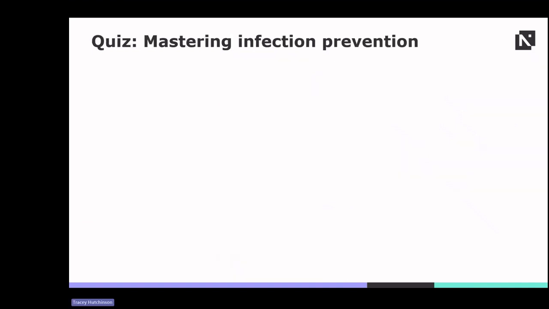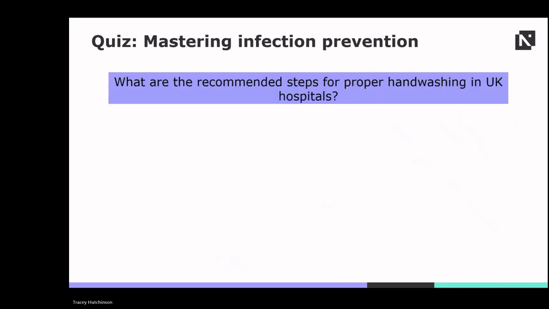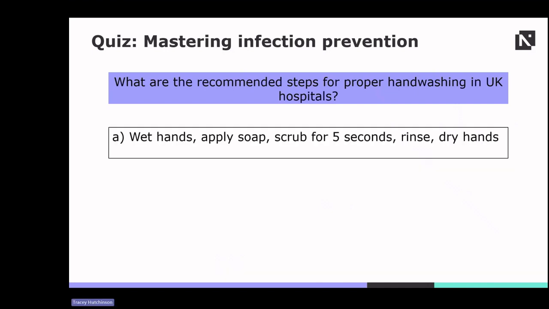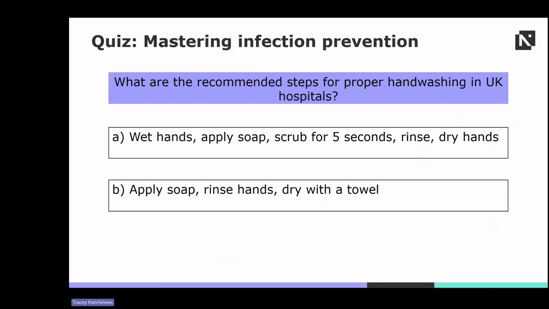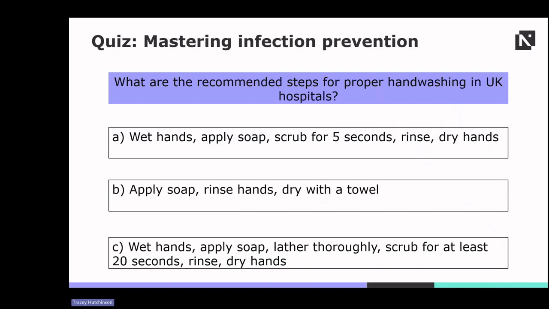Time for a quiz. What are the recommended steps for proper hand washing in UK hospitals? A. Wet hands. Apply soap, scrub for 5 seconds, rinse or dry hands. B. Apply soap, rinse hands, dry with a towel. Or C. Wet hands, apply soap, lather thoroughly, scrub for at least 20 seconds, rinse, dry hands.